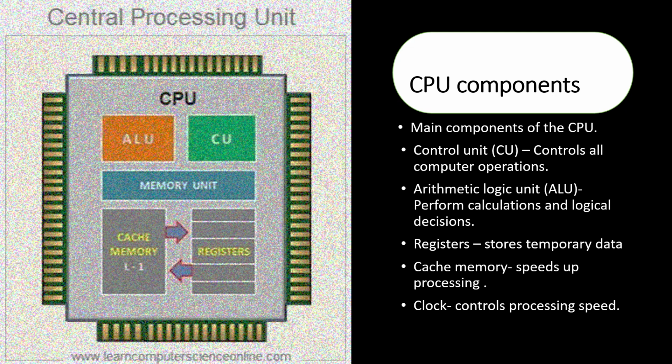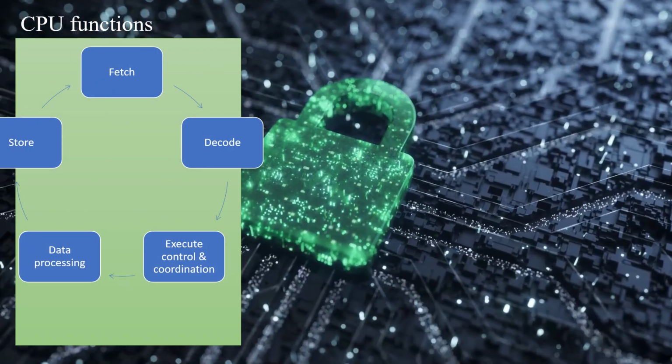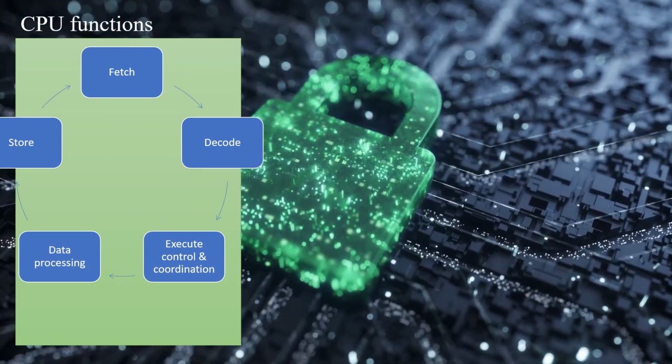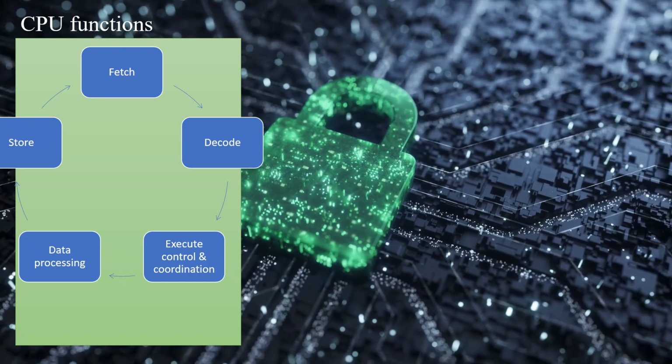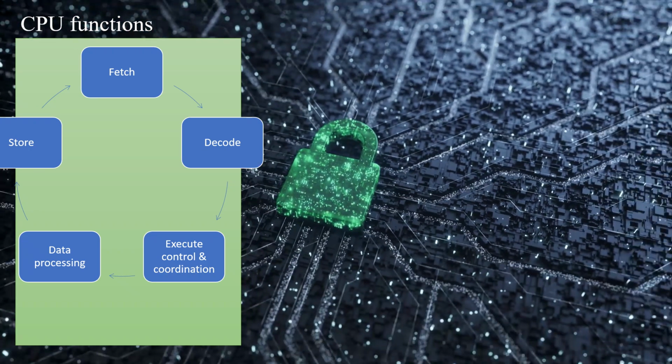Next one, CPU functions. The CPU works in four basic steps. First, it fetches instructions from memory. Next, it decodes the instructions to understand them. Then it executes the instructions by performing calculations or other tasks. Finally, it stores the results in memory. This process happens millions of times every second.